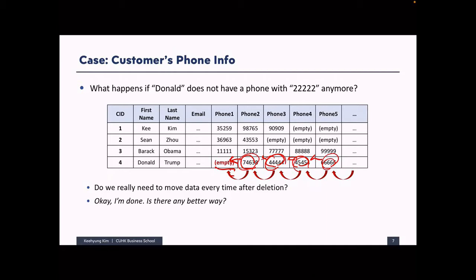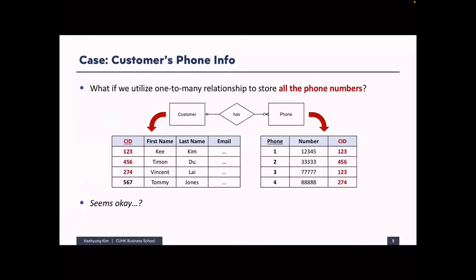So if we want to store increasing amounts of information in one table, this is actually not a good design. Then can there be any better way to solve this problem in the relational database? You can think about this scenario. What if we make phone another entity, and we assume that a customer has a phone by using a one-to-many relationship? So a customer can have many phones. Each phone should belong to one customer. That looks like it actually makes sense.